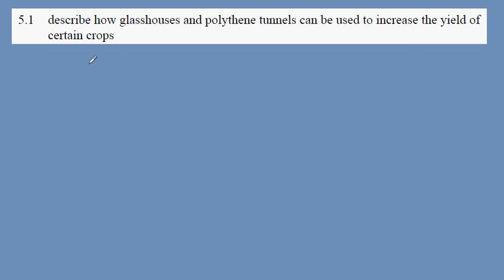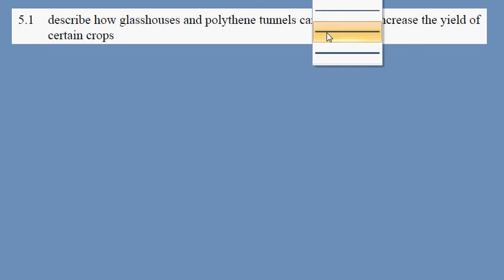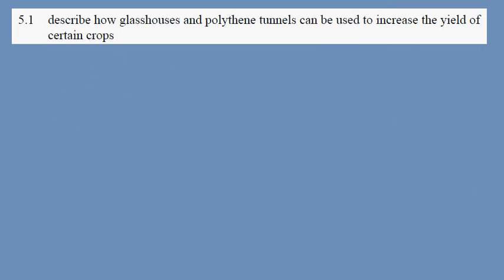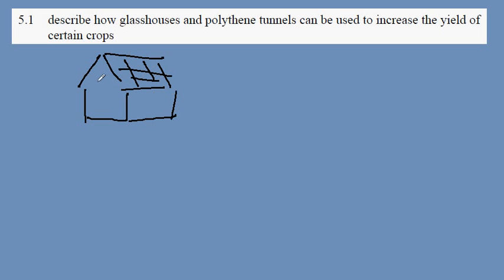Glasshouses, in some countries known as greenhouses, are constructed on a framework like this, a simple little house structure. But all surfaces are glass, allowing light to penetrate through to the interior.